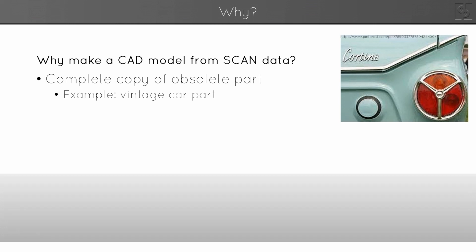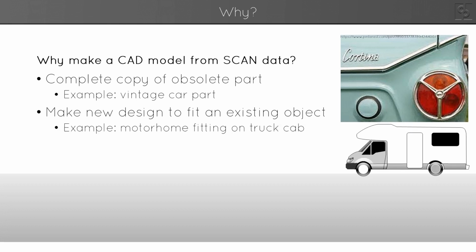Another reason is to make sure that your newly designed product fits properly to an existing object. This could be a 3D printed phone holder you've designed to fit in your car's cubby box, or a motorhome shell that has to fit perfectly to the cab of a mass-produced truck. In each case, while most of the design is original, the interfacing area is copied, and to make a good copy, you need to scan the mating part and model it in CAD, using the scan as the template.